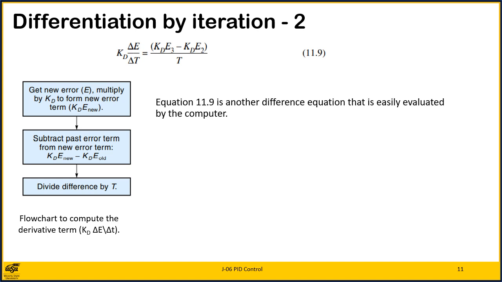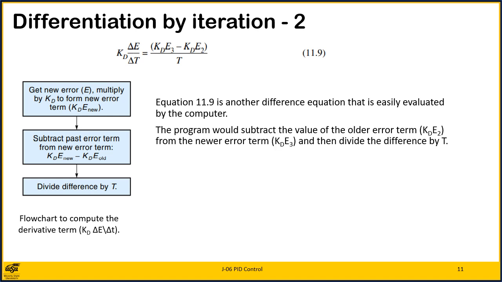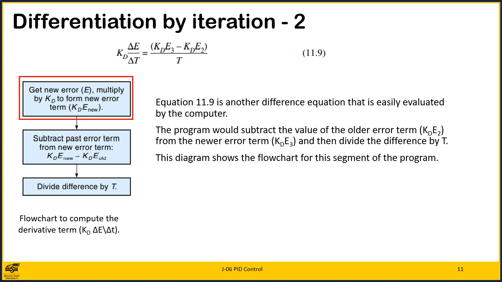Equation 11.9 is another difference equation that is easily evaluated by the computer. The program would subtract the value of the older error term Kd E2 from the newer error term Kd E3, and then divide the difference by T. This diagram shows the flowchart for this segment of the program. Get the new error E multiplied by Kd to form the new error term Kd E new. Subtract the past error term from the new error term: Kd E new minus Kd E old. Divide the difference by T.